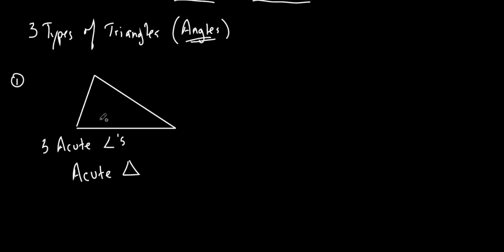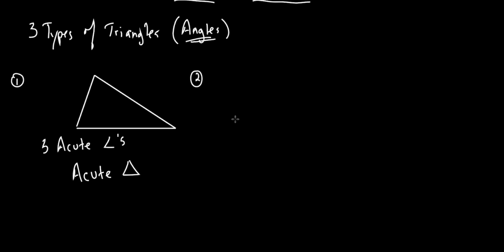How do I know it's an acute triangle? Because all three angles are acute angles. What does it mean to be an acute angle? Say it, Tyler. Less than 90 degrees. Very good, okay? If your angle is less than 90 degrees, it's considered to be an acute angle. Everybody with me on that? Okay. Let's do another one.